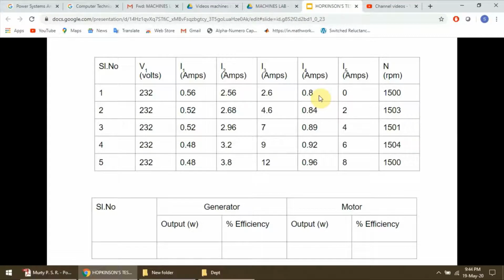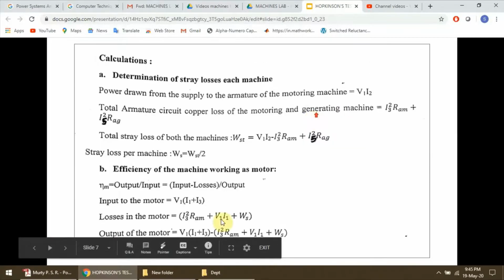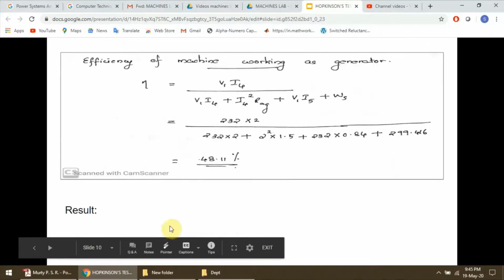So as we change the load, we get the efficiency. Clear? Now for power output, we consider this value for the generator, and we will consider this value for the motor. You can see this expression, output of the motor. Whatever value you get here will be your x-axis for the motor, and this value will be your x-axis for the generator, and similarly the y-axis will be your efficiency. So this is how the calculation has been done.